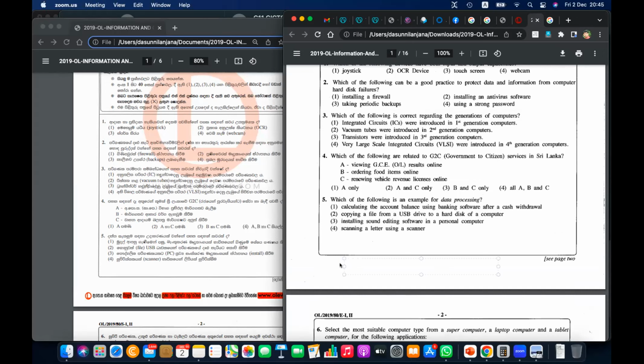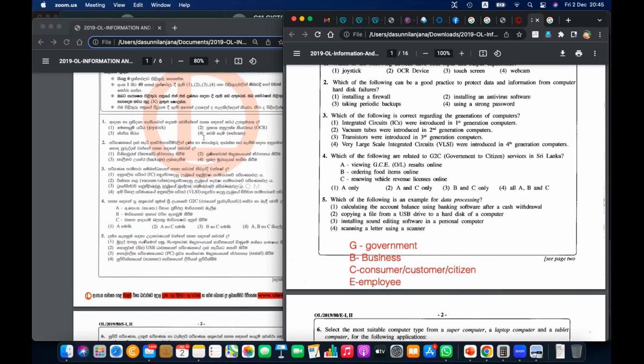So can you remember there are few letters, G, B, then C. G is government, B is business, and C is consumer or customer or citizen. And there's another one, E, that is employee. If you know these terms, it's very, very easy to find out the business types.